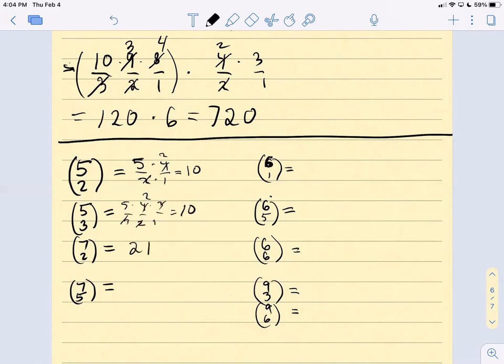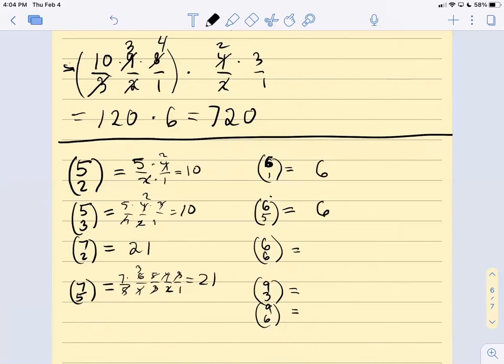And it turns out that 7 choose 5 is 7 times, you do 5 spots, 1, 2, 3, 4, 5. So 7, 6, 5, 4, 3. And on the bottom, you're at 5, 4, 3, 2, 1. The 5, 4, 3, 5, 4, 3 cancel. The 2 cancels here, leaving you with a 3. And you also get 21. 6 choose 1 turned out to be 6. This one also, if you calculate it, is 6.